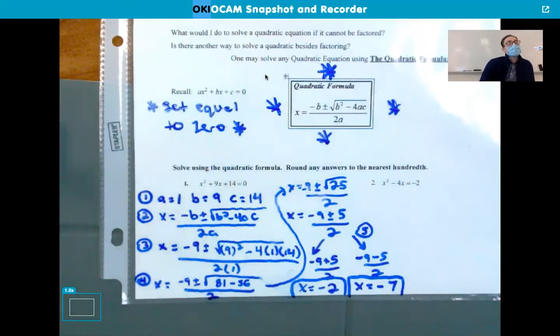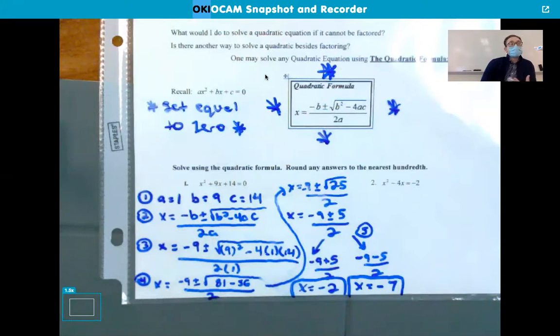And this is all the work that you need to show for this type of problem. So when you're using the quadratic formula to help you solve an equation here, this is what I need you to do. Set it equal to 0. List your A, B, and C. Write down the equation, plug it in, and simplify. Set up your two equations, so plus and minus, and then find your solutions.